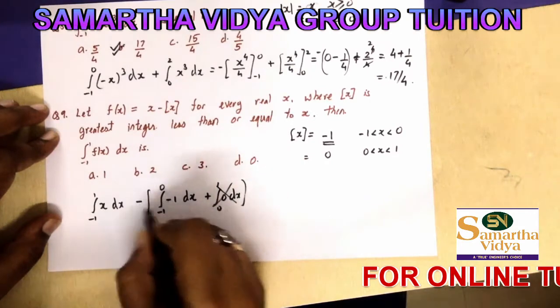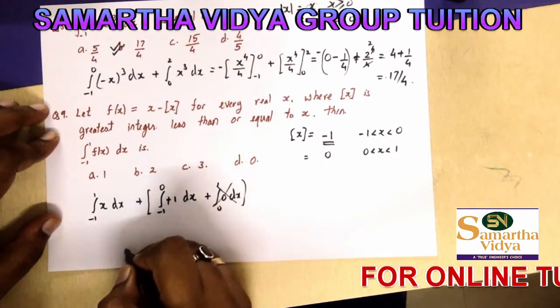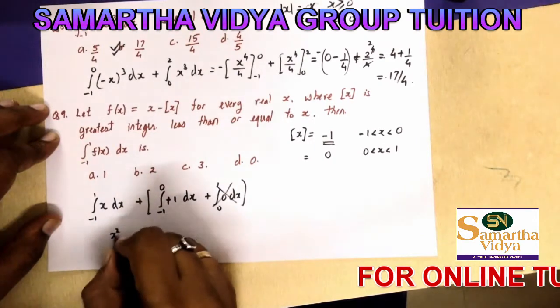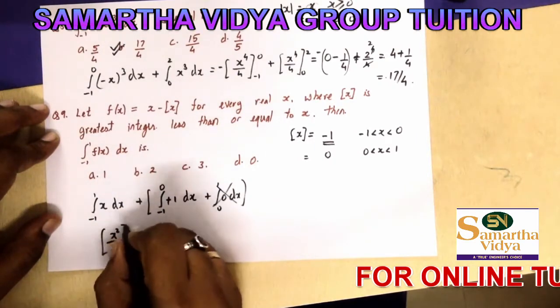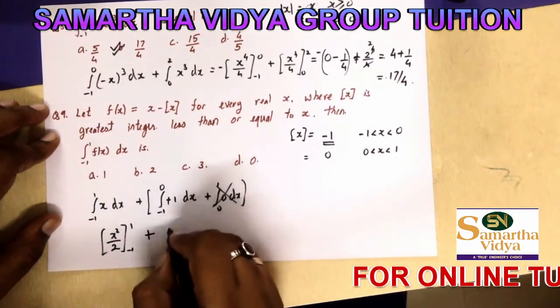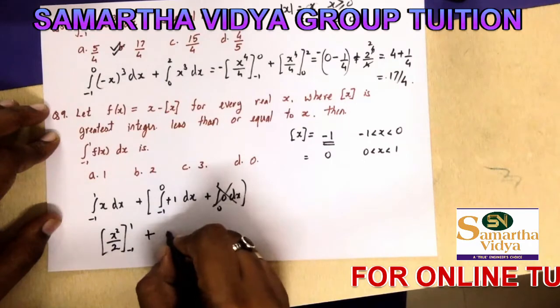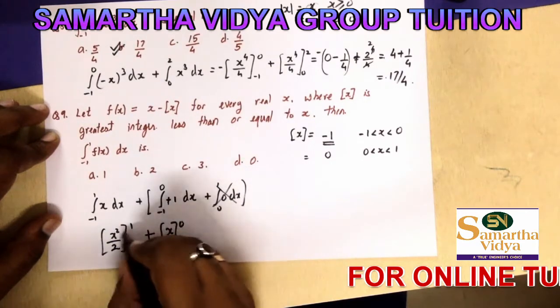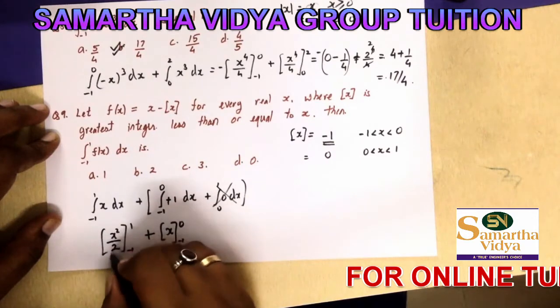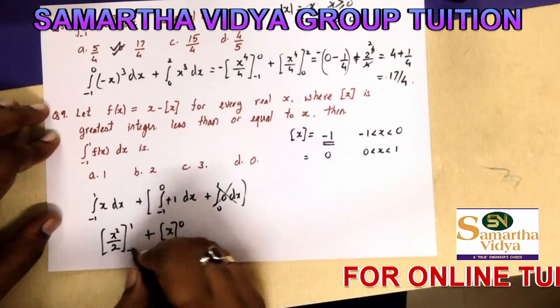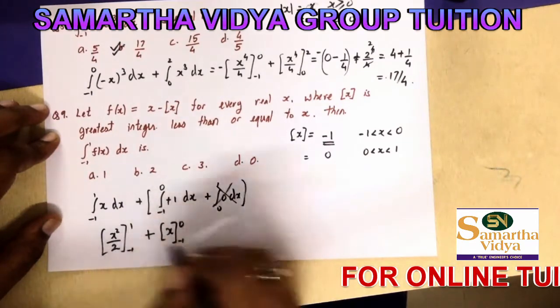The minus goes outside and it becomes plus. Here we need to find the integration of x, which is x square by 2 from minus 1 to 1, plus this integration, which is nothing but x, going from minus 1 to 0. If I substitute 1, it's going to be 1 by 2, and if I substitute minus 1, it's going to be minus 1 by 2. So that's answer 0.